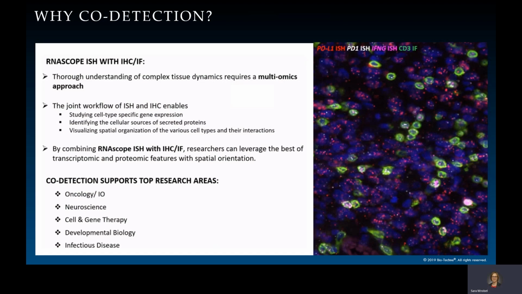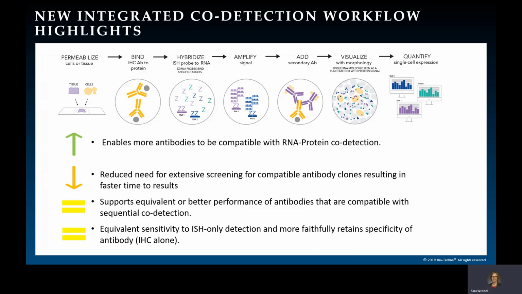Researchers are increasingly moving towards a multi-omic approach. We've recently enhanced our capacity to support researchers who look at their RNA targets alongside their chosen protein markers with our new co-detection workflow. Previously, success with IHC antibodies in conjunction with ISH was not always possible. Our new co-detection workflow and reagents enable more antibodies to be compatible with co-detection, whilst reducing the time needed for optimization and antibody validation, and maintaining IHC staining and sensitivity.